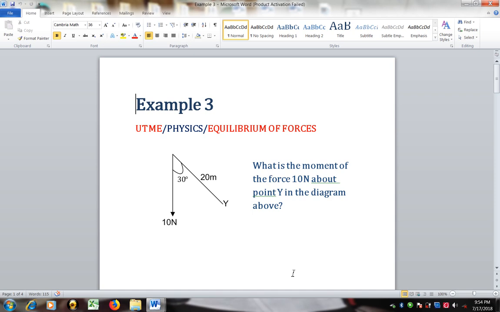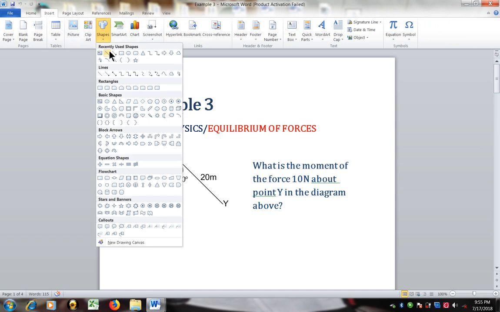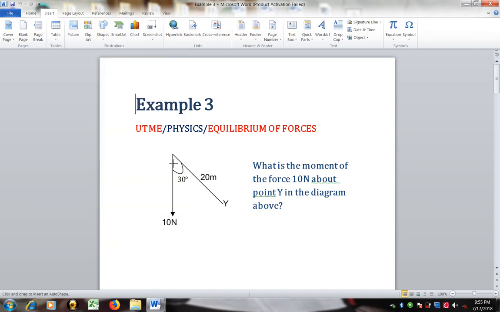First and foremost, we know that when we are talking of the moment of a force, we are actually talking about the product of that force and the perpendicular distance from the fulcrum, right? So in essence, what we really want to obtain is the moment of this force about this point.